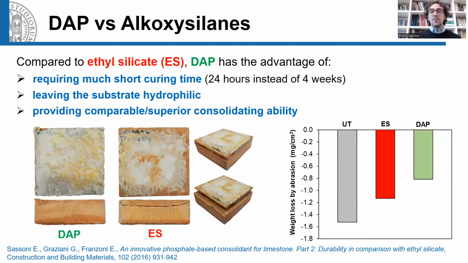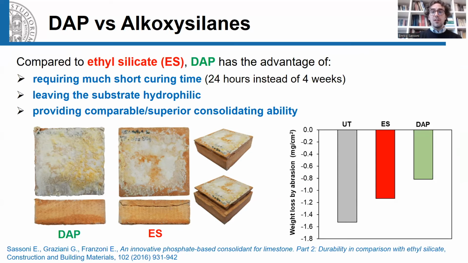Similarly, also in the case of salt crystallization, DAP-treated samples were able to withstand deterioration cycles better than ethyl silicate treated samples. Why? Because ethyl silicate causes temporary hydrophobicity, which, as I mentioned, can lead to damage, while this didn't take place in the case of DAP.